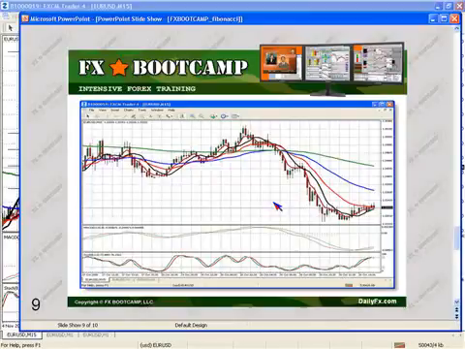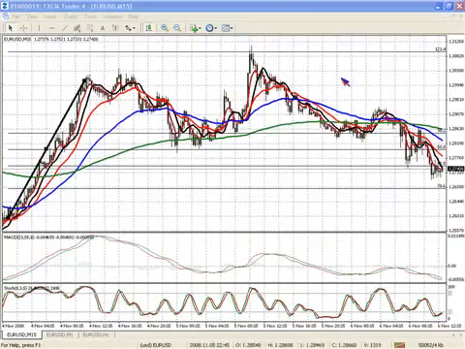So what if we had a leading indicator? Something that would predict the future ahead of time. Would that be helpful to your trading? Well, that's exactly what Fibonacci studies are. We're going to look at ratios today.